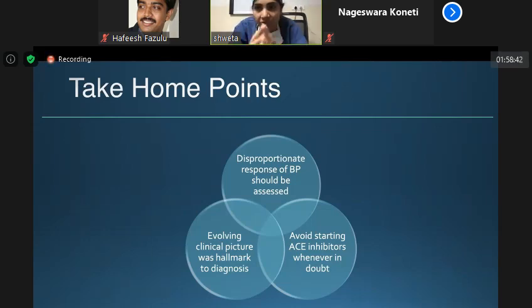So what we advise in our unit, always chart for that age and for that height what is the optimal blood pressure. And if it is going beyond the 95th centile, you have to consider whether there is an underlying cause of hypertension or not. So disproportionate response in blood pressure should be assessed. And an evolving clinical picture is the hallmark.